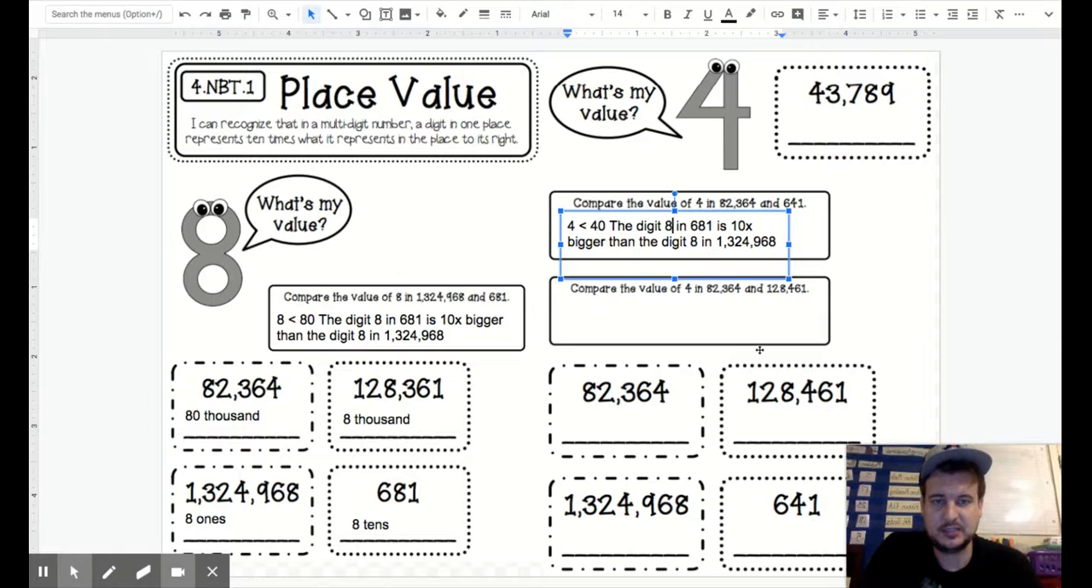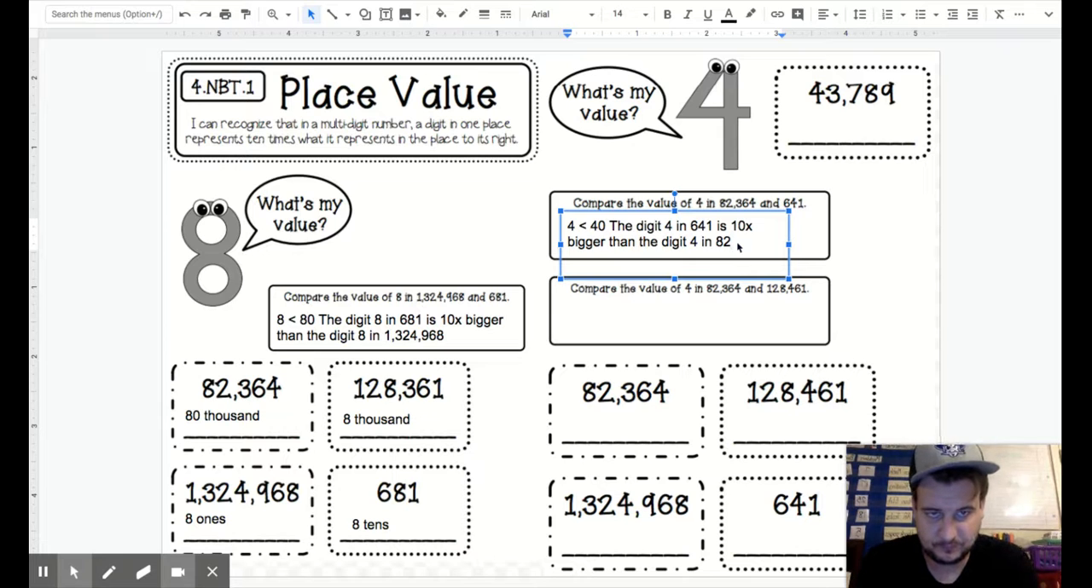The digit 4 in the number 641 is 10 times bigger than the digit 4 in, I have to erase this number, 82,364.